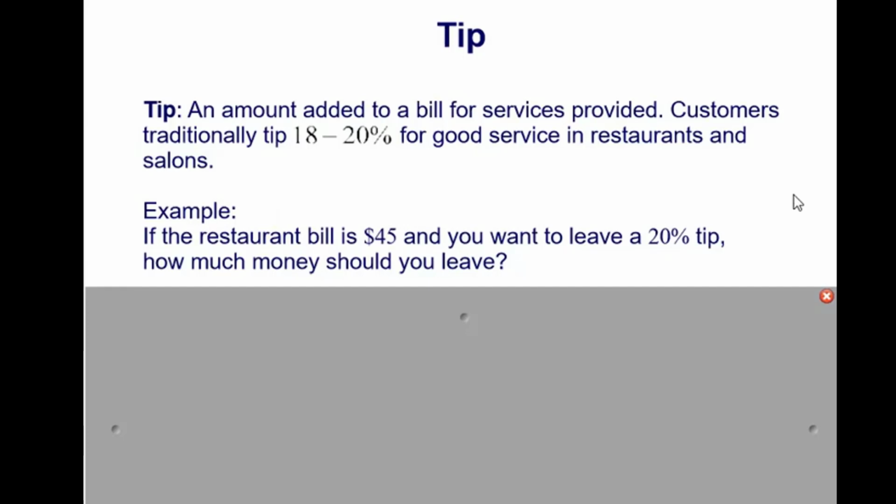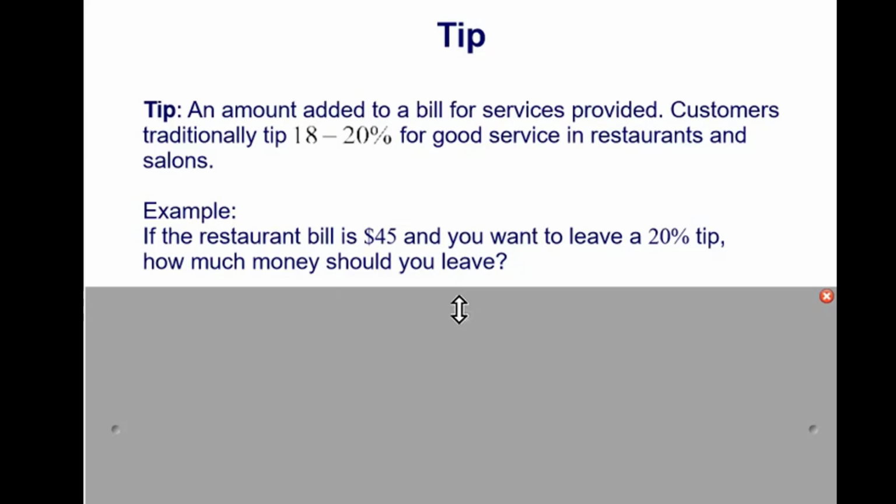A tip is an amount added to a bill for services provided. Customers traditionally tip 15 to 20% for good service in restaurants and salons. Here's an example. If the restaurant bill is $45 and you want to leave a 20% tip, how much money should you leave? You can use a lot of different methods. We have two main ones.